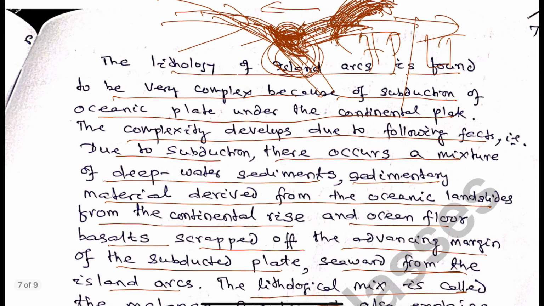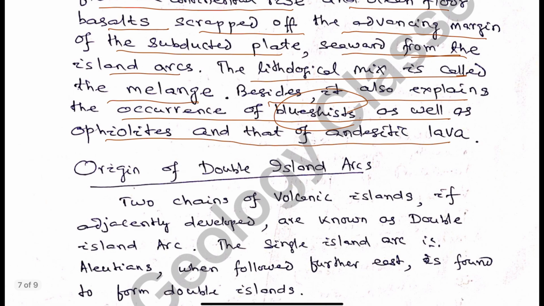So this type of complex lithology is seen because of the convergence of one plate with the other, and because of subduction, one plate goes below the other and this creates a condition for upwelling of generated magma to form the island arcs.